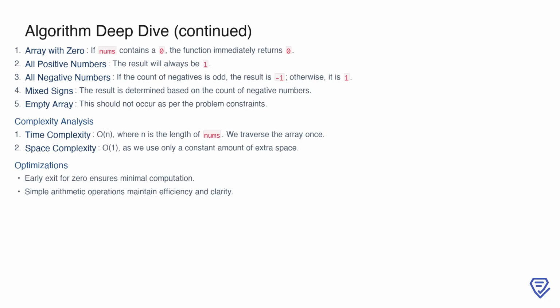The algorithm's efficiency is evident in its complexity analysis. It runs in O(n) time since it requires only a single traversal of the array. The space complexity is O(1), as it uses only a constant amount of additional space. Key optimizations like early termination when encountering a zero and the avoidance of direct product calculation contribute to both clarity and performance, making the algorithm highly effective for this problem.